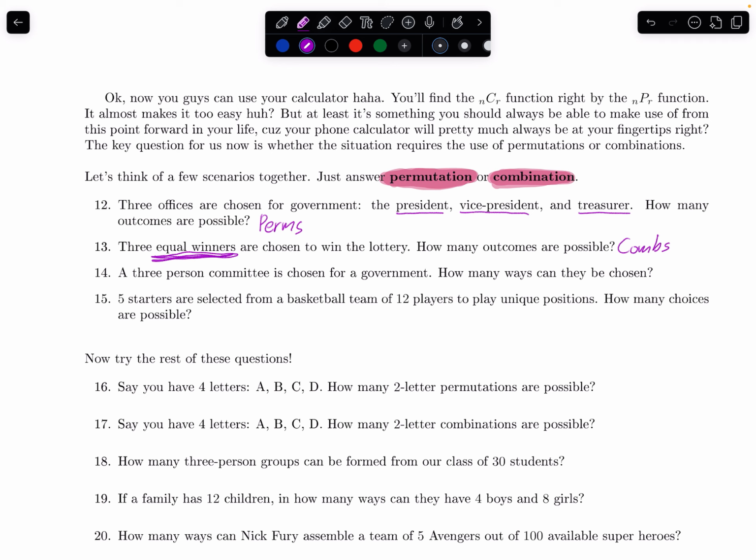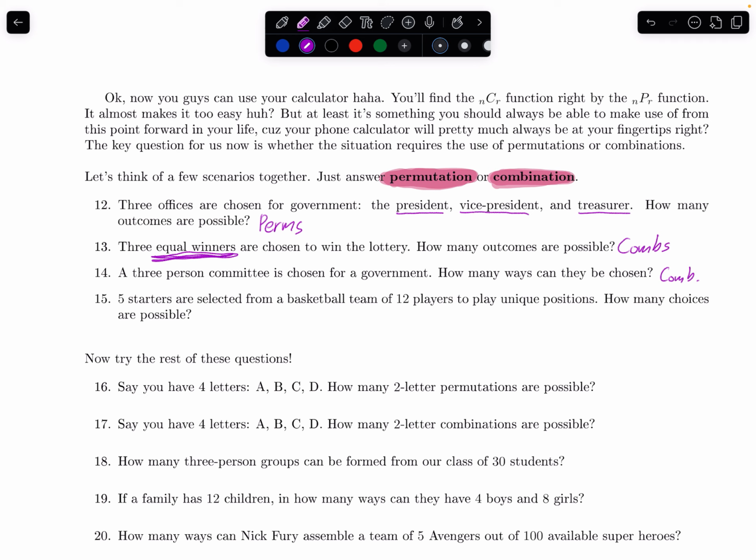Number 14. A three-person committee is chosen for a government. How many ways can they be chosen? This one again is a combination because it's just a three-person committee. It doesn't say that they're distinct members or distinct positions within the committee, just that there are three people in there. I chose this for a reason because this question sounds kind of similar to question 12, right? You could even say they're both committees. But in question 12, if you now decide there are three different distinct positions, president, vice president, treasurer, that makes it a permutation. Versus 14, where we don't have those distinct positions, so it's just a combination.